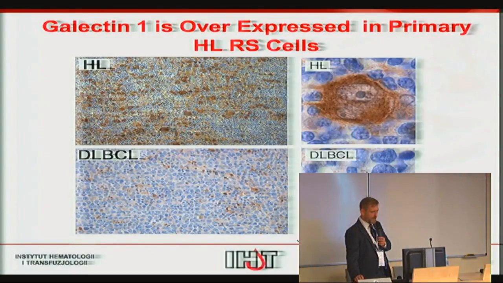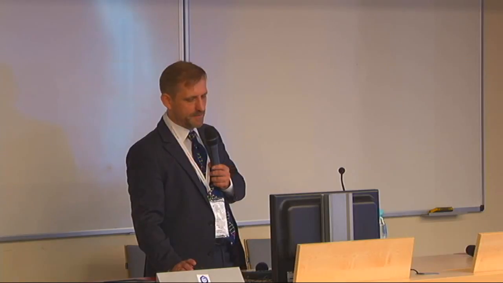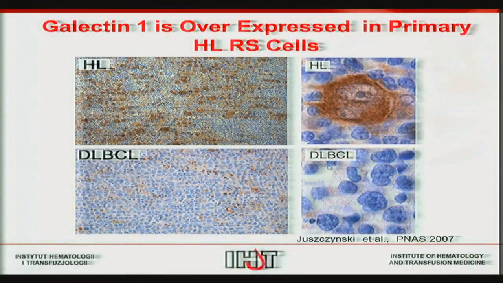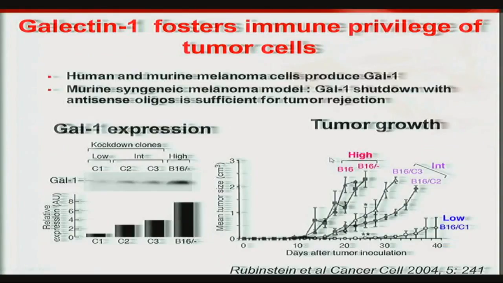So we looked next at the tissue section. We stained diagnostic slides with antibodies against galectin-1, and we detected specific overexpression of galectin-1 in Reed-Sternberg cells, in the tumor cells. So the tumor cells, but not the microenvironment, overexpress galectin-1, and that was not the case in diffuse large B-cell lymphoma, shown here at the bottom. So why was the galectin-1 overexpression important?